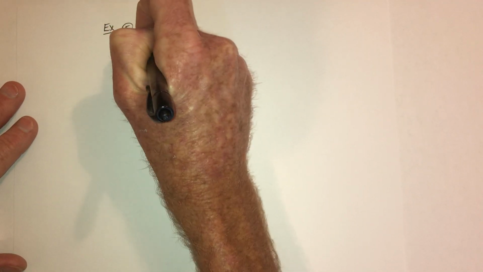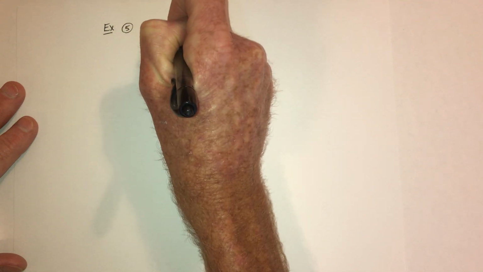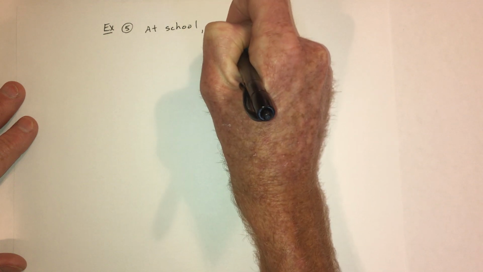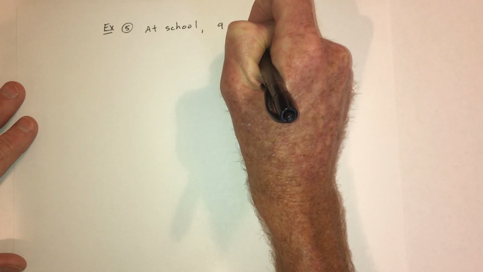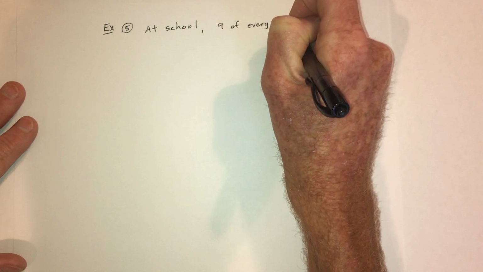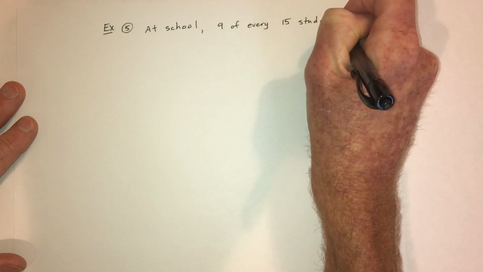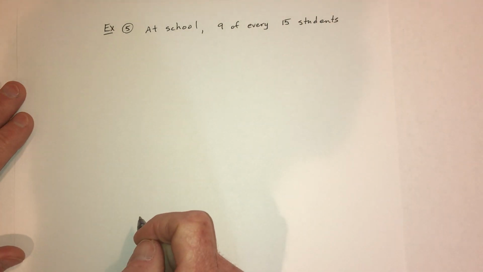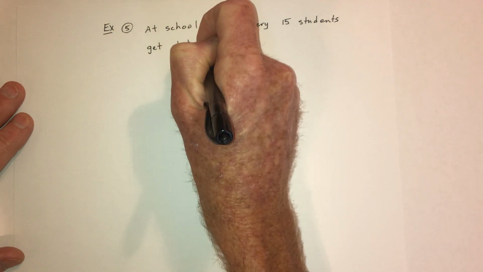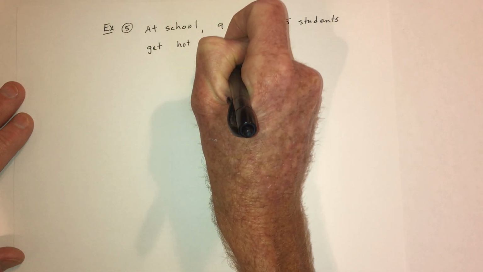Then for example number 5. So at some particular school that I'm just making up in my head, 9 of every 15 students, so that's describing a ratio, they get a hot lunch. I guess the other kids bring their lunch.